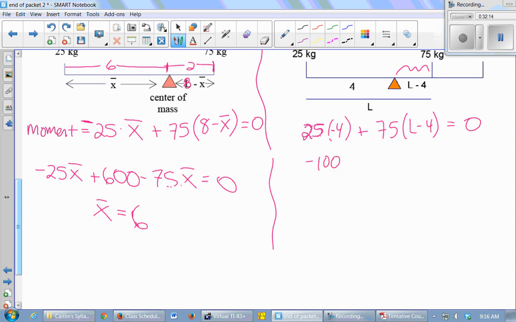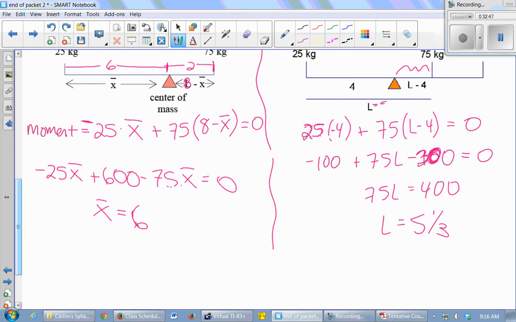So we get -100 plus 75L minus 300 equals 0. Sorry, 300. I can multiply in my head. 75 times 4 is 300. Okay. So I get 75L equals 400, and L has to be, I think it's 5 1/3. So the length of the whole system has to be 5 1/3, which means that the father has to sit 1 1/3 feet, or whatever my units are, from the pivot.